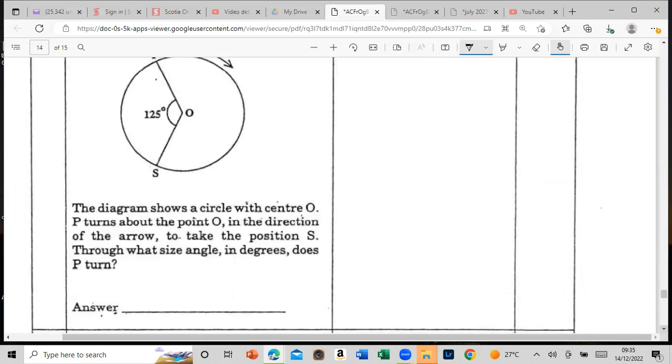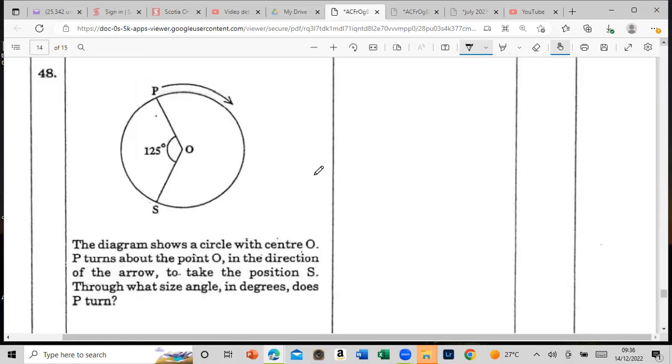Alright, the diagram shows a circle with center O. P turns about the point O in the direction of the arrow to take the position S. Through what size angle in degrees does P turn? So you can understand what they're asking. Alright, so listen, we could break it down. They said the diagram shows a circle with center O. P turns about the point O, okay, in the direction of the arrow, to take the position S, okay, which is here. Through what size angle in degrees does P turn? So basically, they're asking you for this angle.